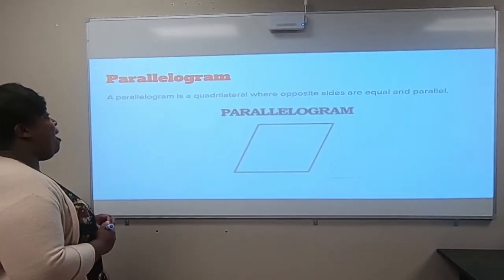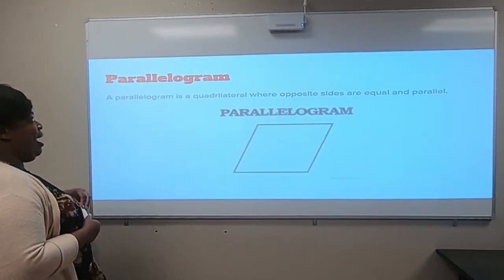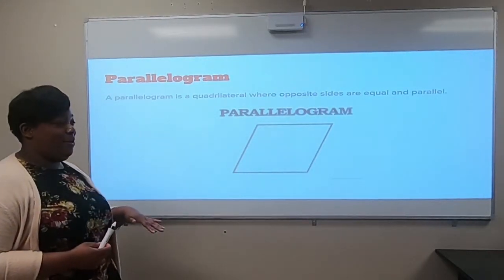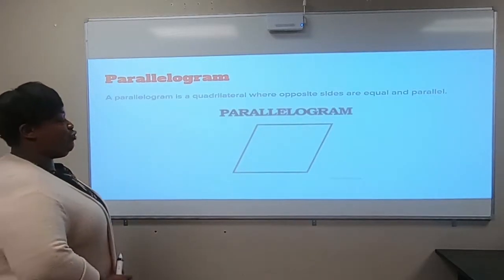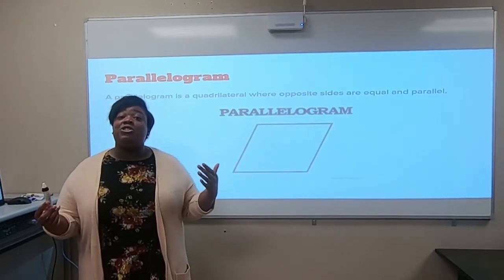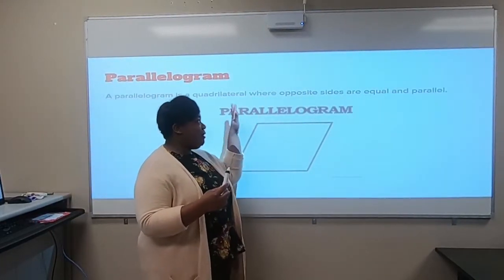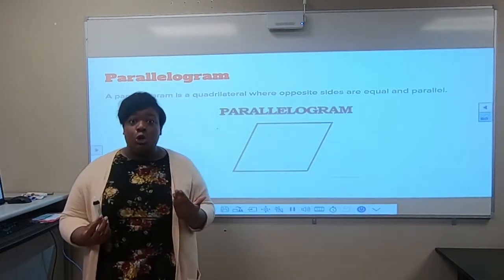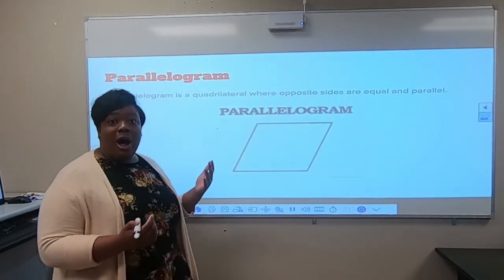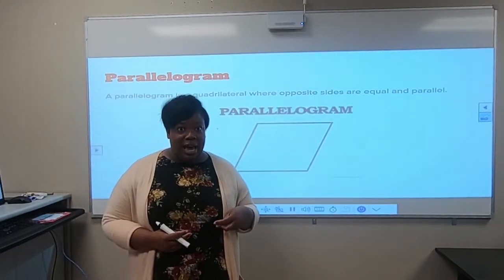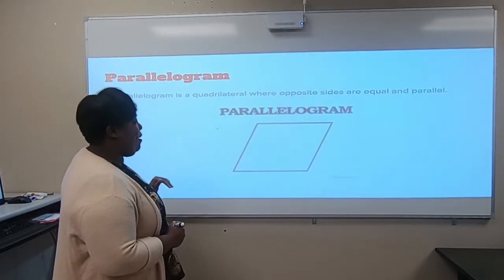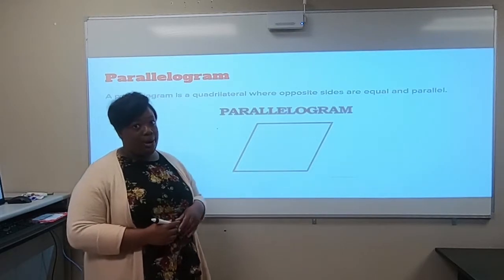Then we have what we call a parallelogram. And you actually see the word parallel in a parallelogram, okay? So remember how the trapezoid had 1 pair of parallel lines. Well, the parallelogram has 2 pairs of parallel lines, okay? So not only is it a quadrilateral, which means 4 sides and 4 angles, it also has 2 pairs of parallel lines. Opposite sides are parallel.